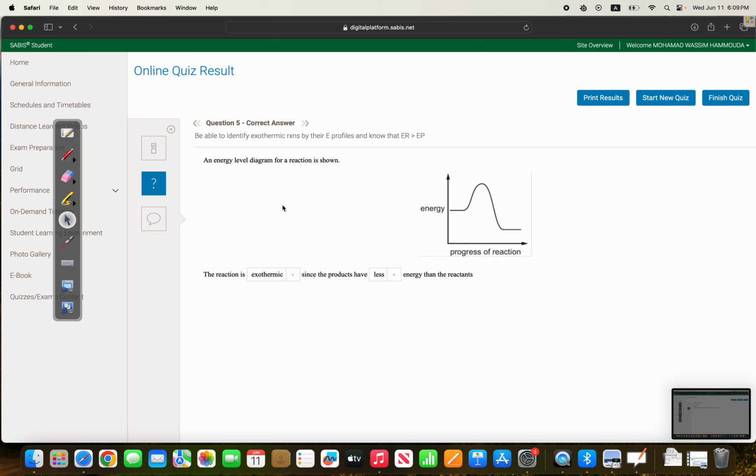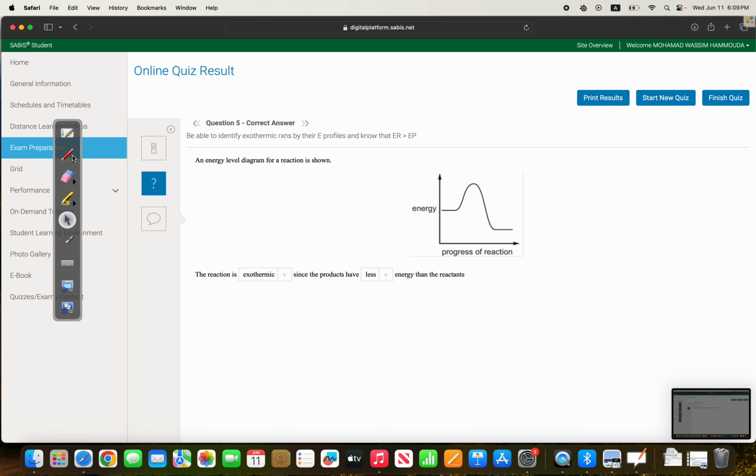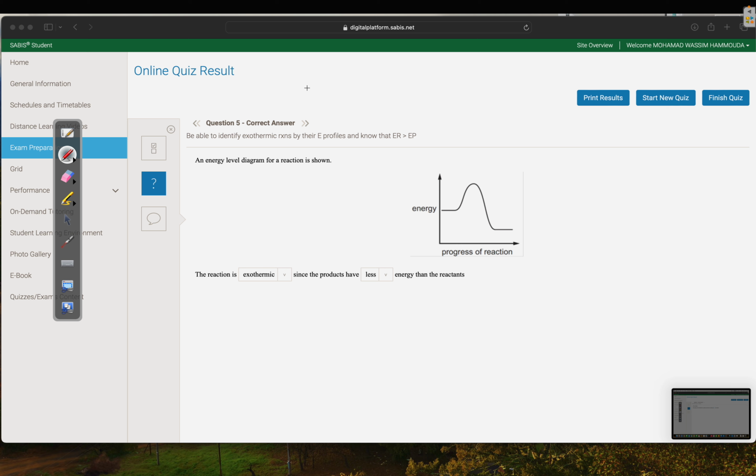Number 5. An energy level diagram is shown below. The reaction is exothermic since the products have less energy than the reactants. Think about it like this. Exothermic, we know that energy is released, right? So energy decreases. And here we can see from the reactants to the products, energy decreases. But if it was endothermic, the reaction absorbs energy, so from the reactant to product, the energy will increase.